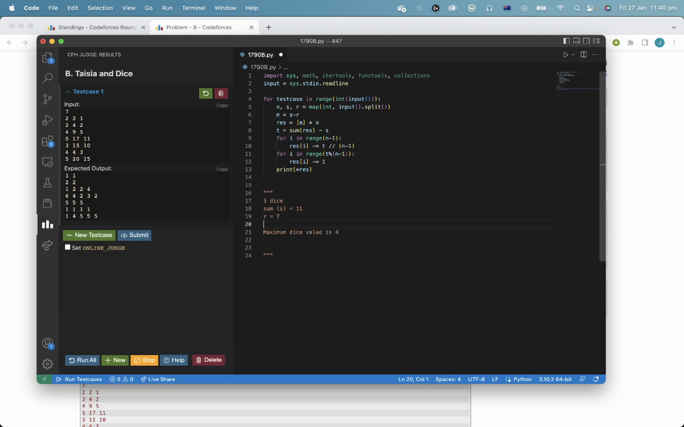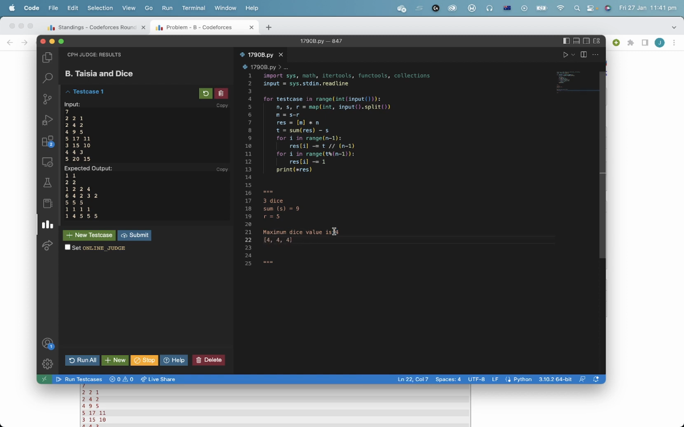So we know that the maximum dice value is 11 minus 7. What my code does is, initially we just assume that every dice has a value equal to 4. Then we need to decrement some of these numbers until the sum of this list is exactly equal to s, which is 11. Maybe let's use different numbers. Let's say 9 and 5. Since the current sum is 12, I need to subtract 3, decrementing these numbers 3 times. One solution would be 2, 3, 4, because the sum of these numbers is 9, and the maximum value is equal to 4.